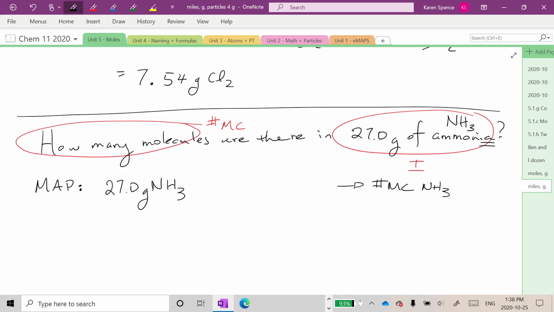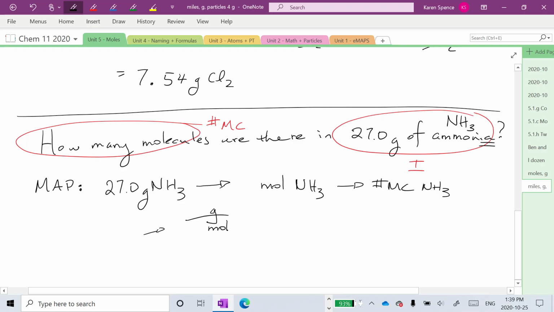But we can convert grams into, what can we convert grams into? We can convert it into moles of NH3. What do we use to convert between grams and moles? What's a conversion factor that has grams and relates it to moles? Well, the unit is grams per mole, and that means the mass of 1 mole, and that is our molar mass.